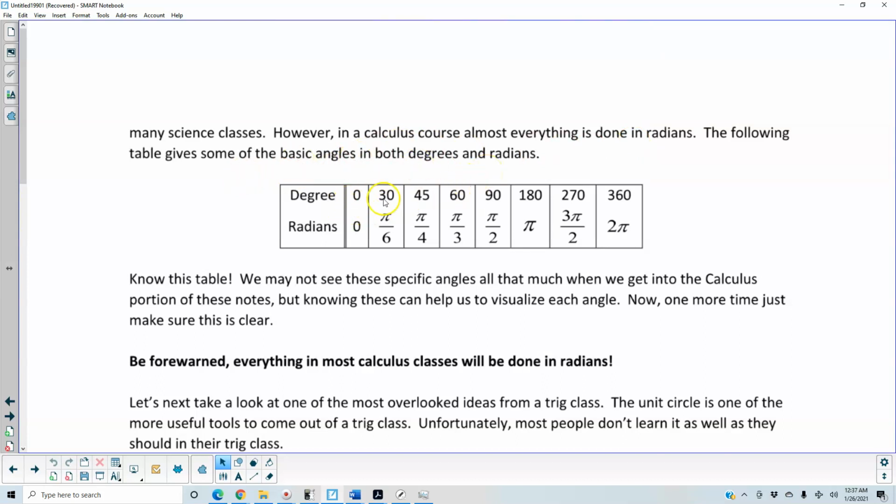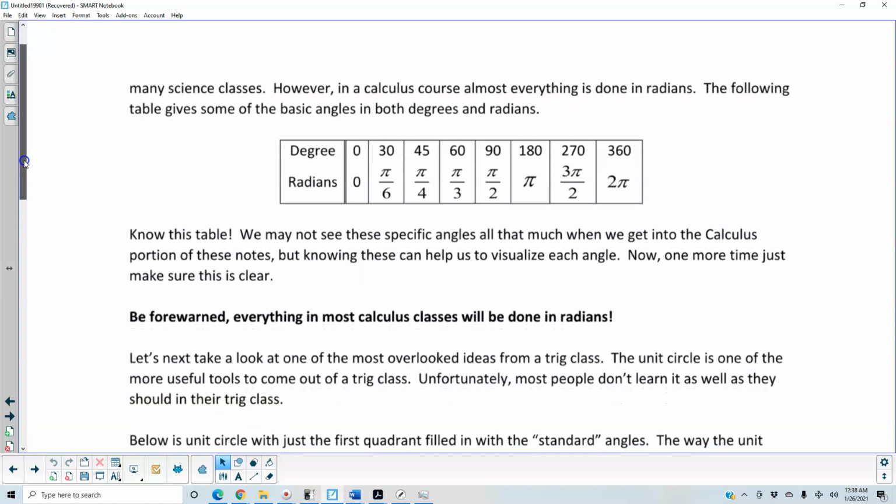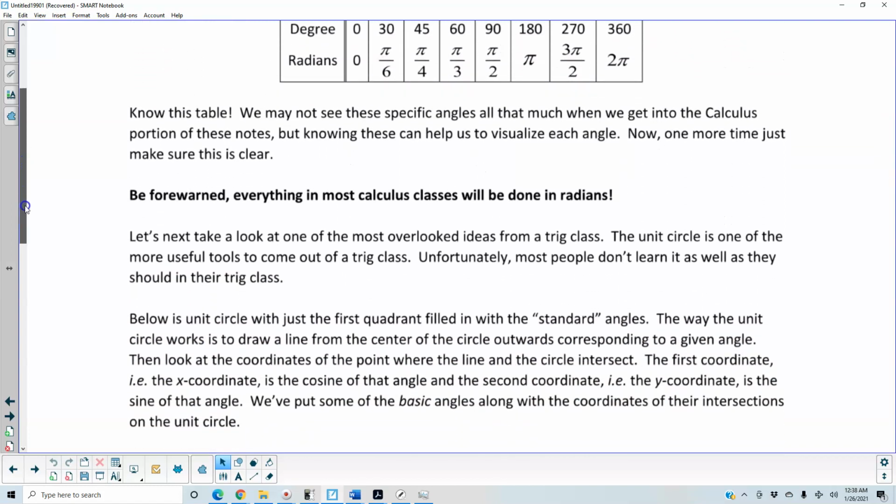In degrees, we have 0, 30, 45, 60, 90, 180, 270, 360. How are they written in radians? 0 is 0, 30 is pi over 6, 45 is pi over 4, 60 is pi over 3, 90 is pi over 2, 180 is pi, 270 is 3 pi over 2, 360 is 2 pi. Now, know this table. We may not see these specific angles all that much when we get into the calculus portion of these notes, but knowing these can help us to visualize each angle. Now, one more time, just to make sure this is clear: be forewarned, everything in most calculus classes will be done in radians.